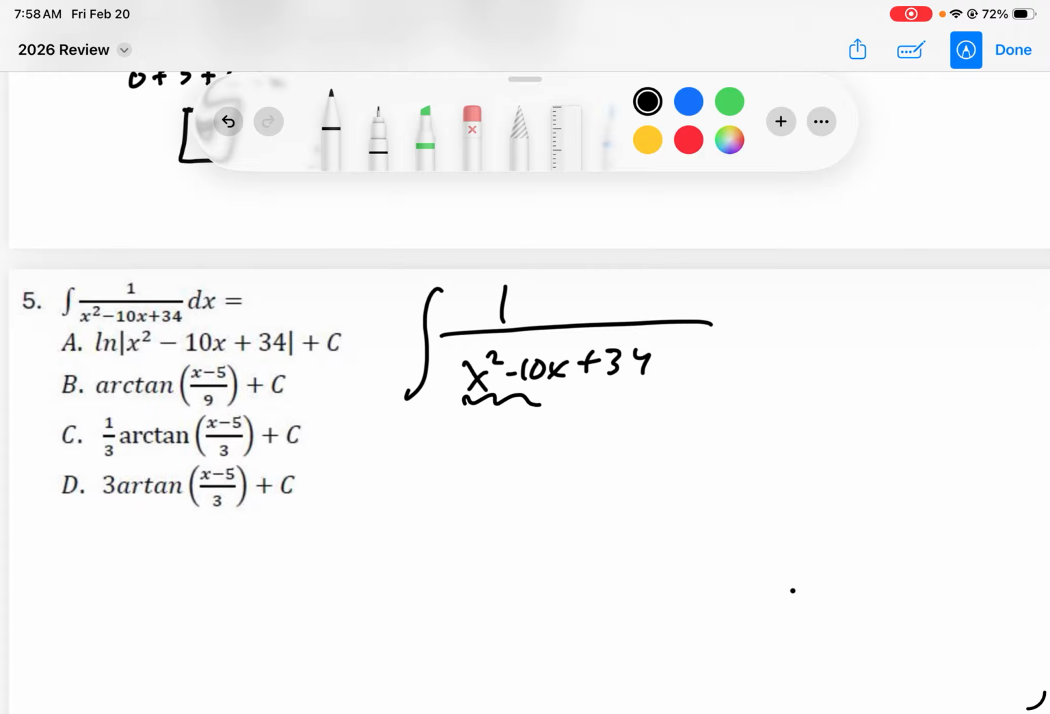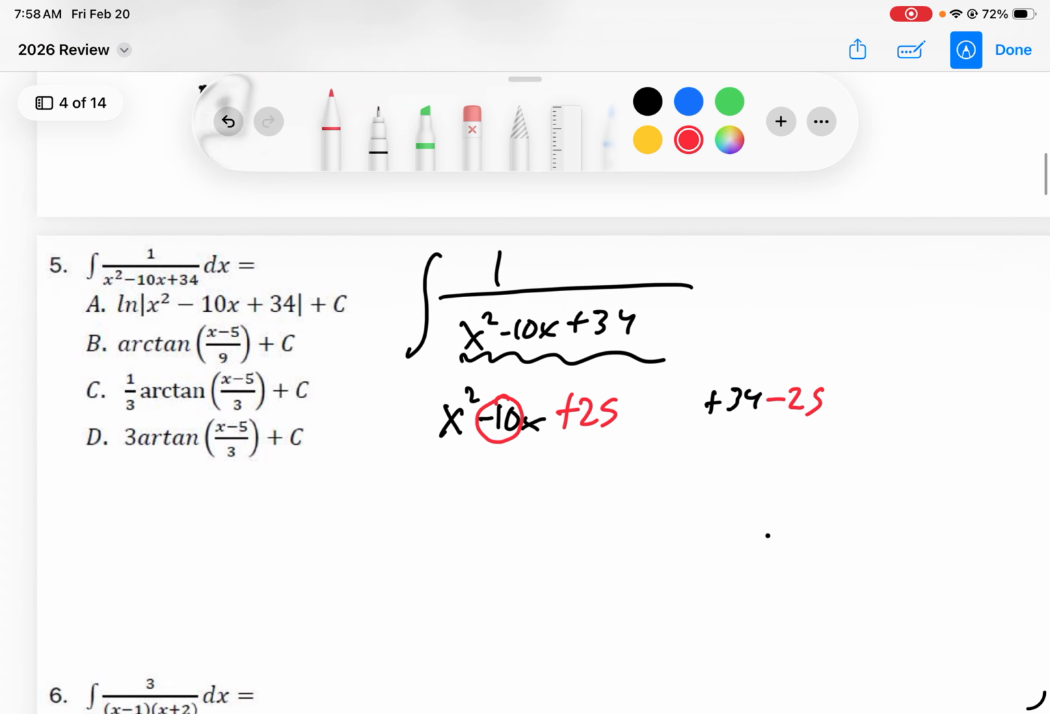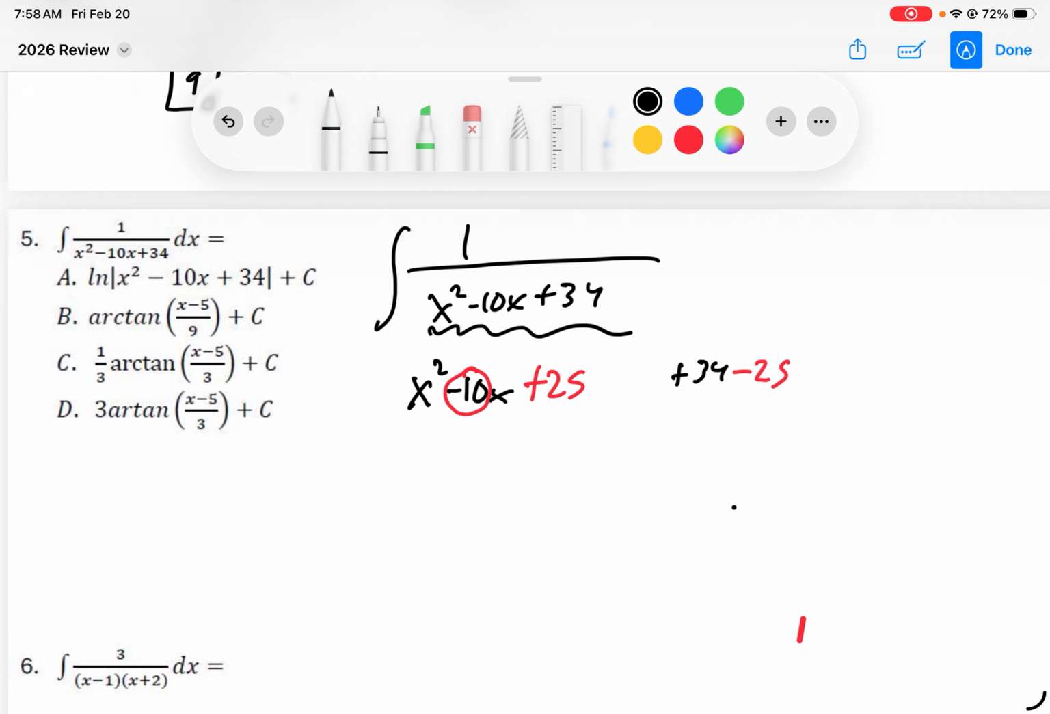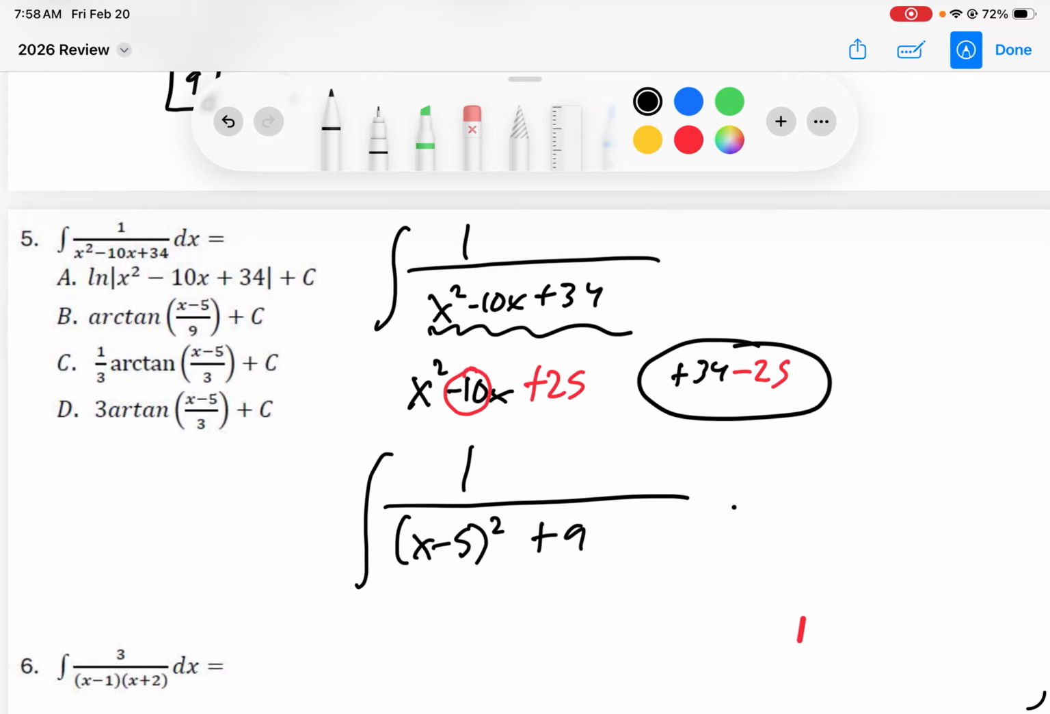I'm going to try to complete the square here. To complete the square, we're just rewriting this trinomial as something that can be factored into a perfect square. So I'm going to say minus 10x plus 34, leaving a little space to complete the square. The rule is take half of this number, which is negative 5, and square it. So adding 25 here and subtracting 25 here keeps the value the same. It doesn't change the value of the bottom, but it changes the way it can be written. This would be x minus 5 squared plus 9. I think that's right, plus 9.